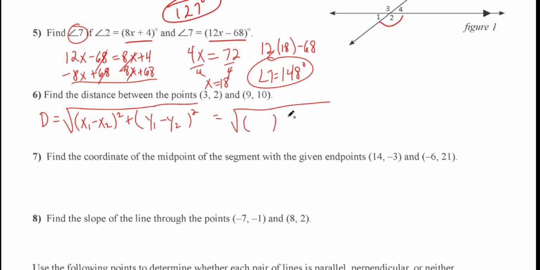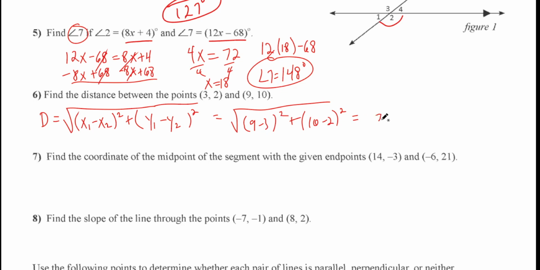Let's do this. I always like to do this and then just throw the numbers in. All right, so subtract the x's. 3 minus 9 or 9 minus 3. Let's go 9 minus 3, okay? We'll go the bigger one minus the smaller one. Okay, and then subtract the y's. The y is 2 minus 10, or you could go 10 minus 2. Again, it doesn't matter.